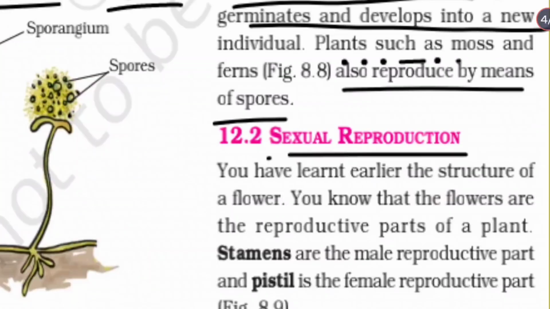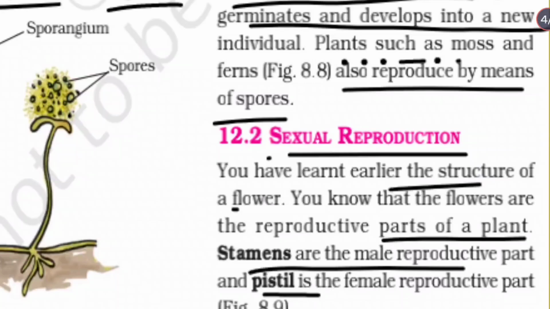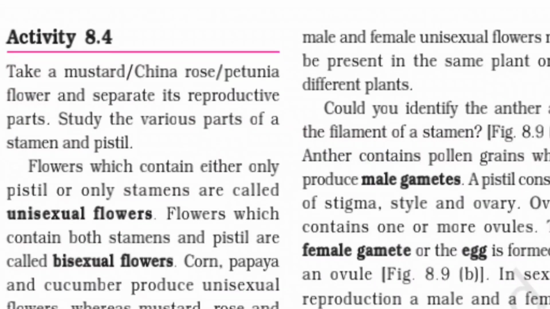Sexual reproduction. You have learned earlier about the structure of a flower, and know that flowers are the reproductive part of the plant. Stamens are the male reproductive part of plants and pistils are the female reproductive part. Activity 8.4. Take mustard, China rose and petunia flowers and separate their reproductive parts. Study the various parts of the stamen and pistil.